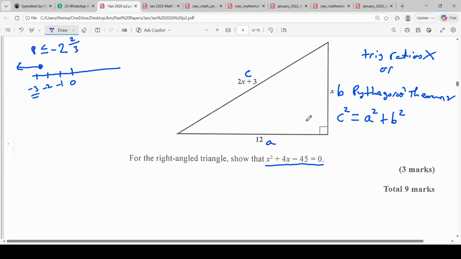So let us look at the information given and put it into this theorem now and see how we could simplify it to show this. Remember, once you have to show something, we cannot use this; our final answer has to be this. So C squared equal to A squared plus B squared. C is 2x plus 3, so 2x plus 3 squared is equal to A squared. A is 12, plus B squared, that is x squared.